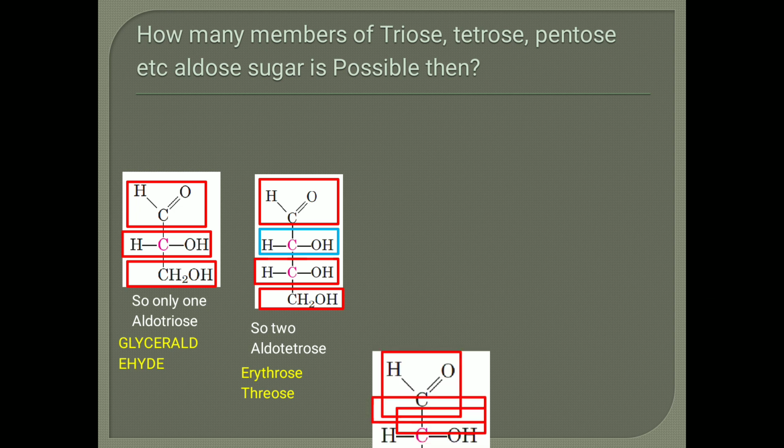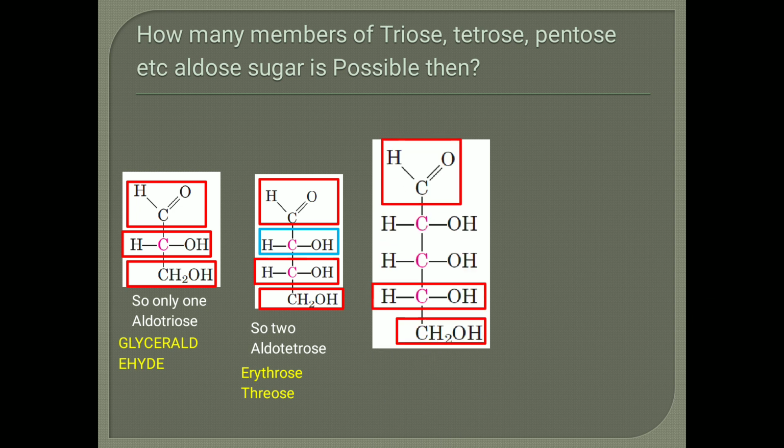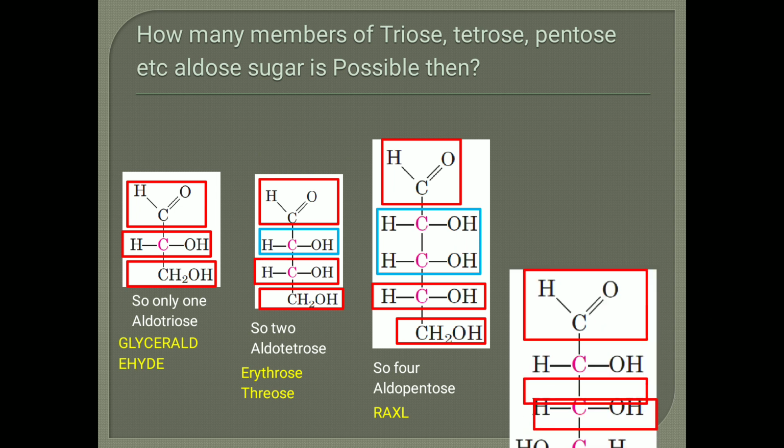Now let us consider the pentose sugar. After omitting the functional group, penultimate and ultimate carbon, we have 2 carbons left. So 2 raised to 2 is equal to 4. Therefore, 4 aldopentoses are possible, and that is nothing but the keyword Raxel. So it is like this, and we'll be considering it in that way only.